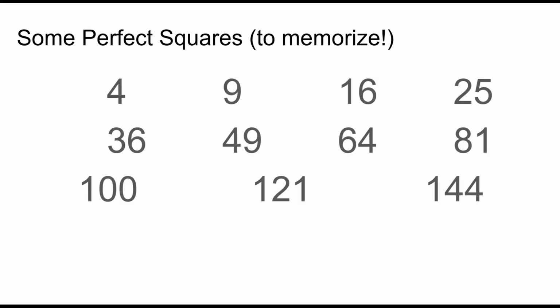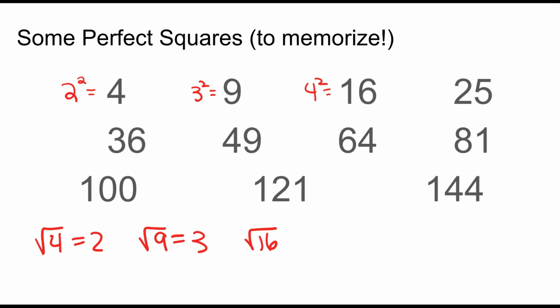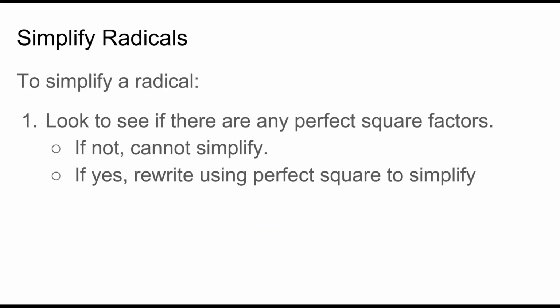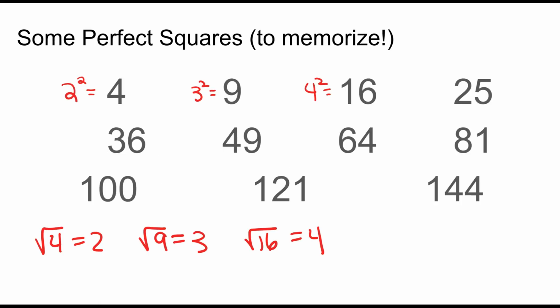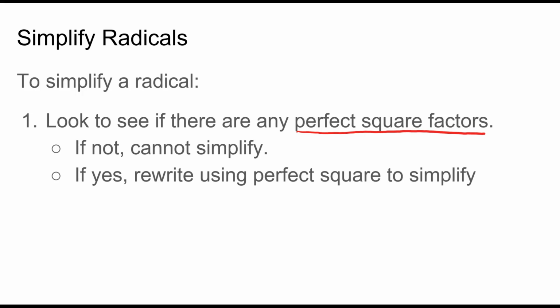Some perfect squares you should memorize. Remember that the way to get to a perfect square is 2 squared equals 4, 3 squared equals 9, 4 squared equals 16. Another way to think about squares is the square root of 4 is 2, the square root of 9 is 3, the square root of 16 is 4. So to simplify a radical, we're going to look to see if there are any perfect square factors, meaning a perfect square, one of these numbers, divides the number in question. If not, we're all done. If yes, we're going to rewrite it using perfect squares and simplify.